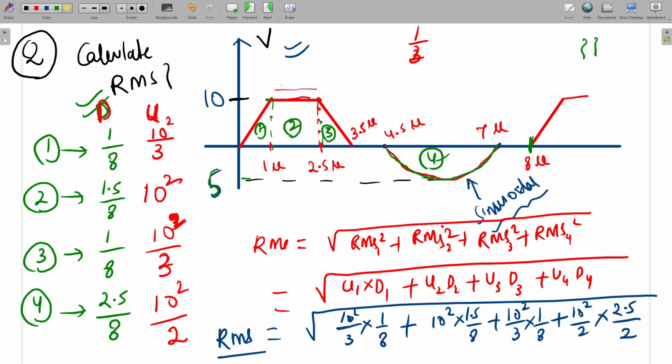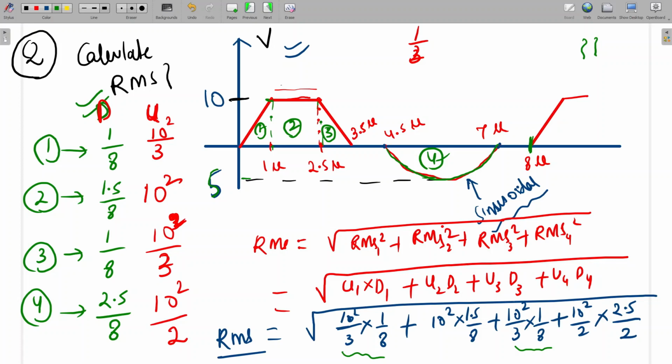So can anyone calculate this value? What will be the final value for this one? I am also calculating parallelly. So 10 square by 3. These two we can take common. See here, this is 10 square by 3 into 1 by 8, this is 10 square by 3 into 1 by 8. So 1 by 8 plus 1 by 8 will be 1 by 4. So we can write it 10 square by 3 into 1 by 4 plus the second term is 10 square into 1.5 by 8.